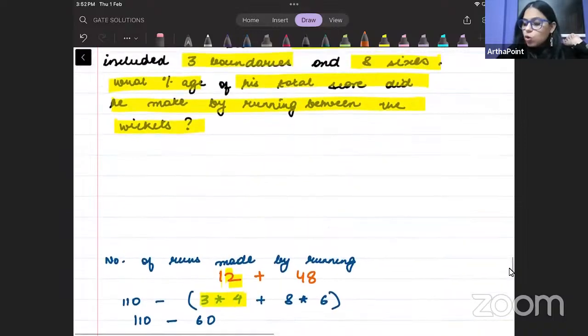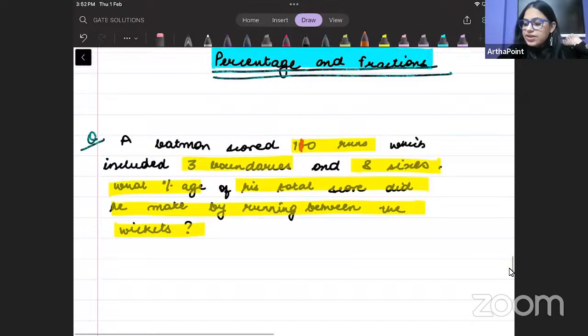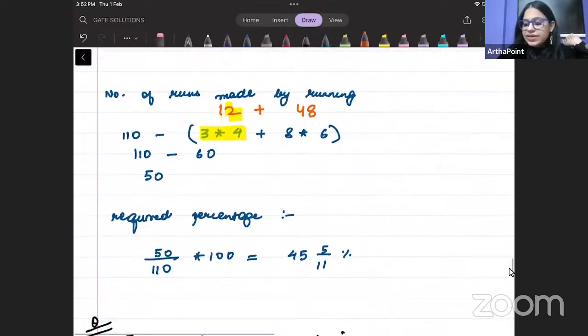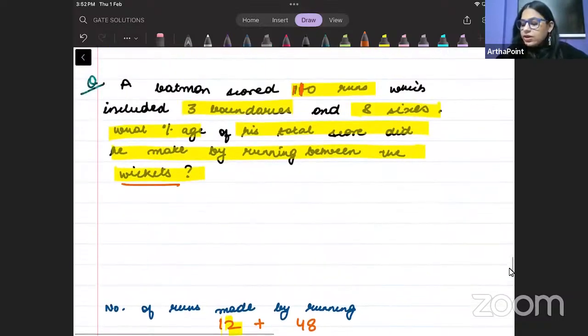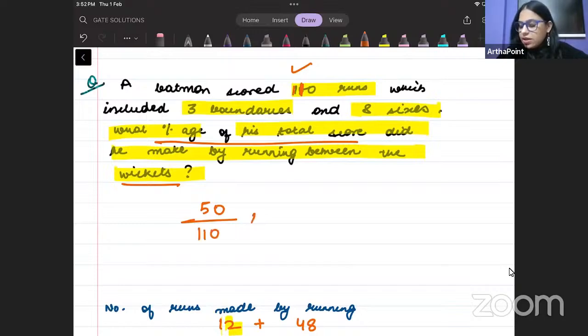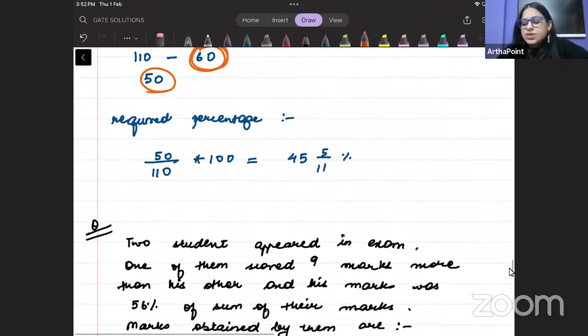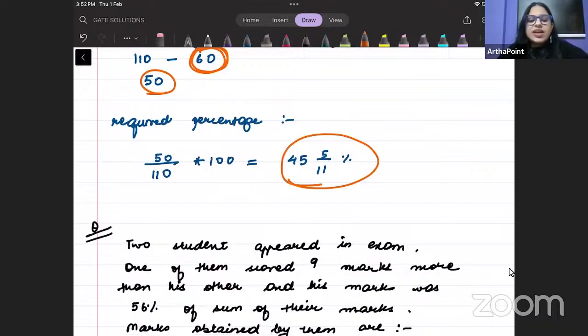So total runs he has made is, suppose this is 110. Out of which 60 he has earned out of the boundaries and out of the sixes. So how many runs he made in between? That means 50 runs, 110 minus 60. This is asking you to find in terms of percentage. So he made 50 runs in between wickets. His total runs are 110 into 100, that is in terms of percentage. So when you solve this, you will get the answer as 45 5/11%.